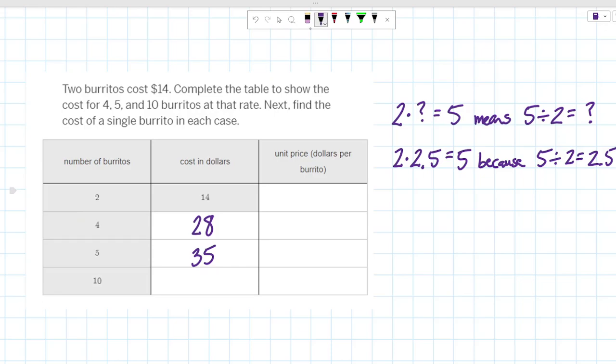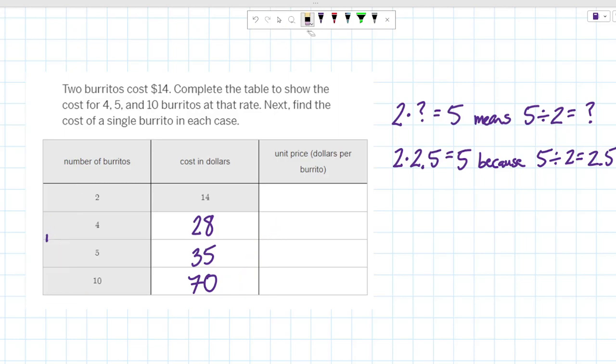So now let's complete the last row of the table, where we find the cost of 10 burritos. So how do we get from 2 to 10 in terms of multiplication? 2 times 5 is 10. So we should take 14, and what should we do on the right side of the table? Multiply by 5. So what is 14 times 5? That's going to be 70.